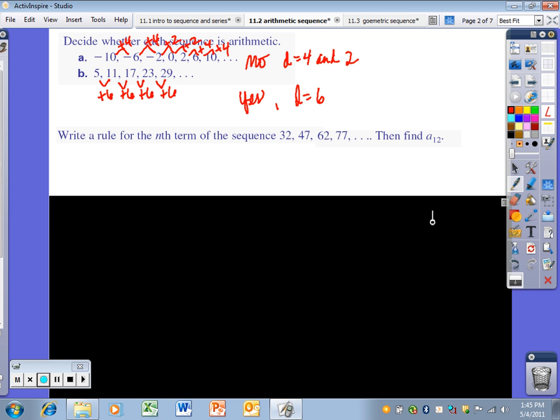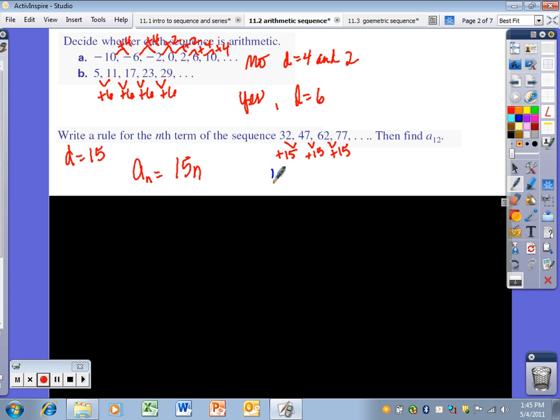Let's see if we can now write the rule, just like we did yesterday. From 32 to 47, add 15. From 47 to 62, add 15. 62 to 77, add 15. Do you have a common difference? Yeah, my common difference is 15. So it is arithmetic. So I would write the rule is 15n.